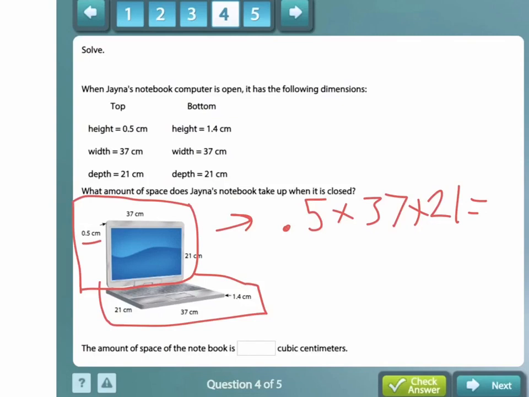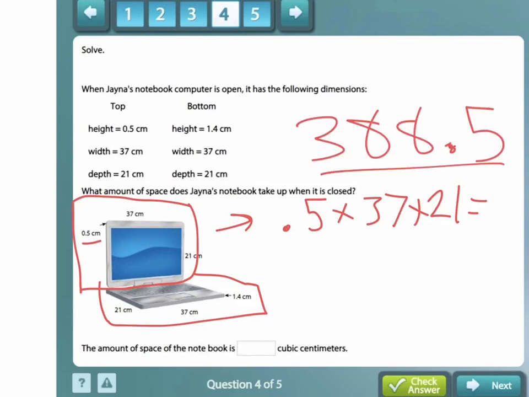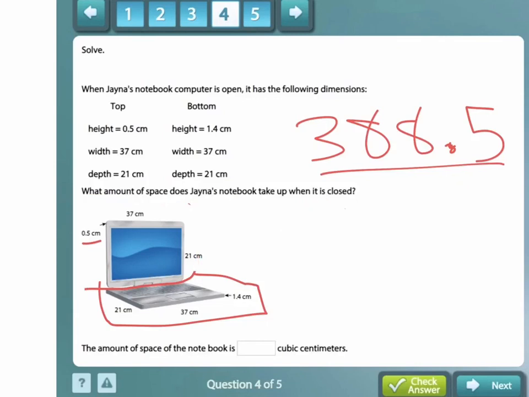Alexa, what's 0.5 times 37 times 21? 0.5 times 37 times 21 is 388.5. So if Alexa was right, then the volume of that screen is 388.5 cubic centimeters.